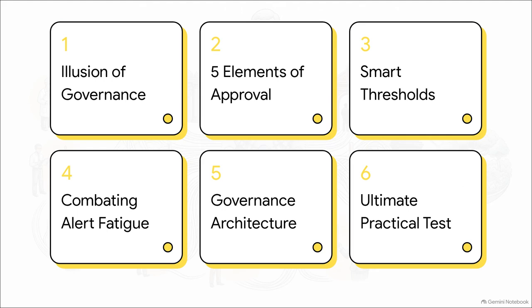Okay, let's dive into this. We're going to build out a highly pragmatic framework for fixing human-in-the-loop systems. We'll start with the illusion of governance, move on to the 5 elements of useful approval, talk about setting smart risk thresholds, figure out how to combat alert fatigue, map out a full governance architecture, and finally, we'll wrap up with the ultimate practical test for production.